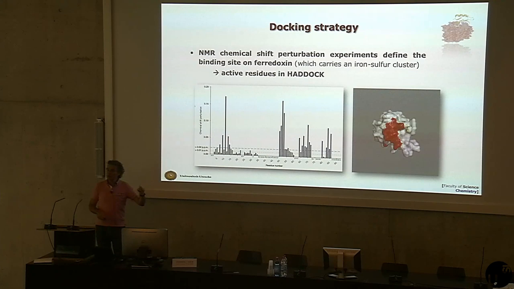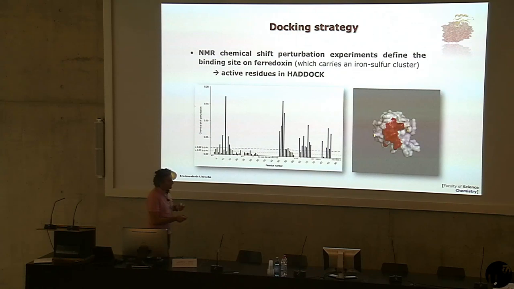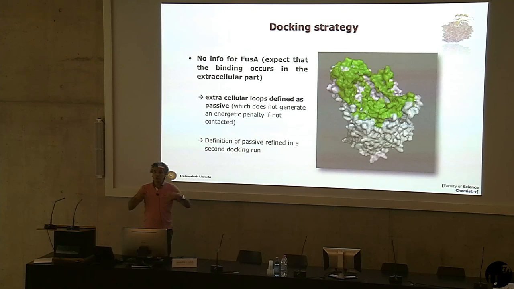If you look at this on the 3D structure of ferredoxin, this defines a well-defined interface. This is information that we're going to give to HADDOCK. Now, on the receptor, in principle, we cannot do the NMR of the receptor, but we have information about the extracellular loops. So what we're going to tell HADDOCK is that this region of ferredoxin should be binding somewhere on the surface of the receptor, which is on the outside, okay?